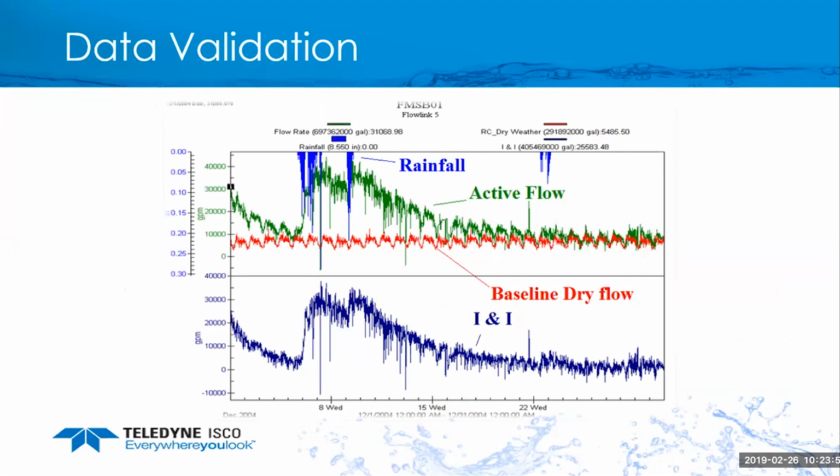So now we've collected the data, we need to validate the data, make sure that we have good data. So what we're looking at here in the red line is our baseline flow. So during your dry period, you can create a baseline flow, and then you can easily see that during that rain event, now we have about 30,000 gallons of infiltration in this particular pipeline. So it just makes it easy to identify and determine how much additional water you have to treat.